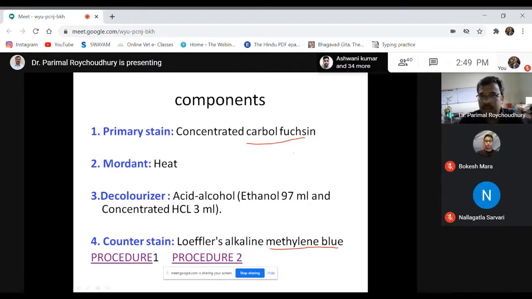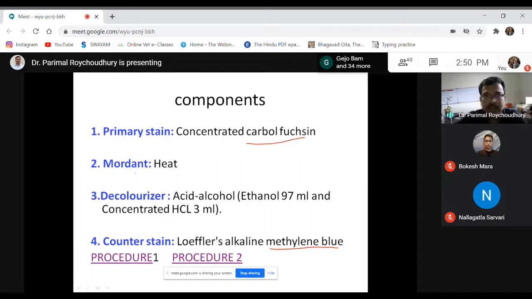Mind it, we need a contrasting color. Carbofuchsin gives us an intense red color, and methylene blue gives us the blue color. In gram staining, crystal violet gives the violet color and safranin gives us the red color. So the colors should be contrasting so that we can differentiate them under the microscope after the staining.